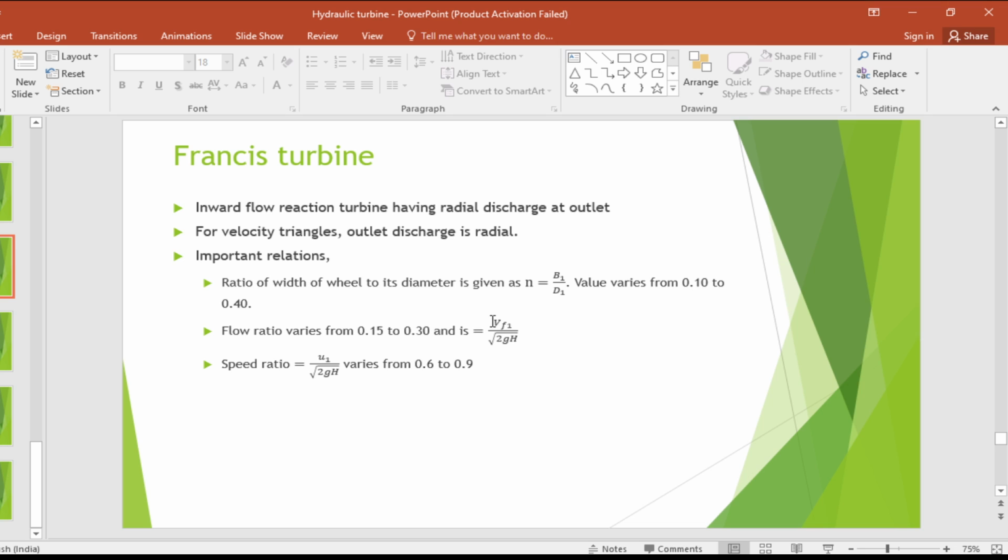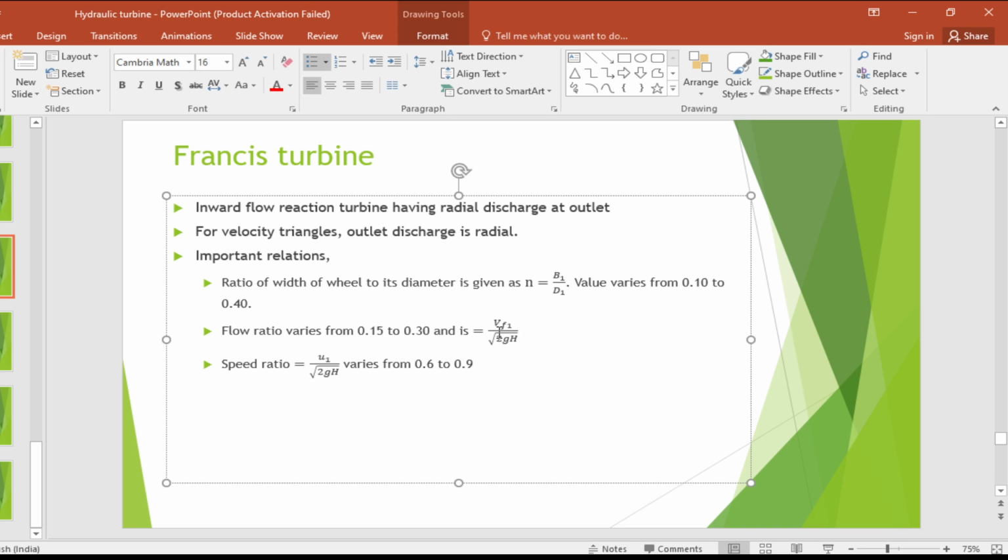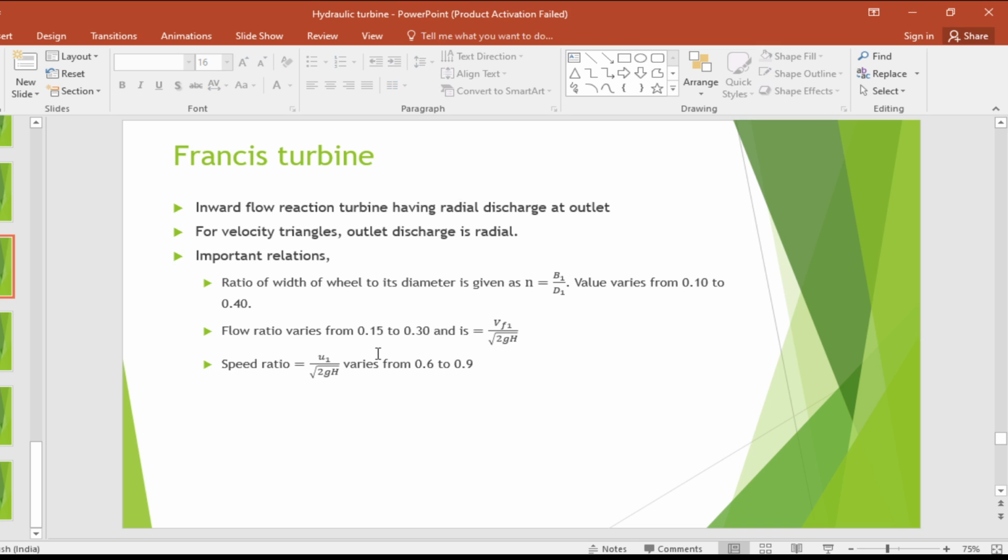Also, the relation for flow ratio, which you have studied, is vf1 divided by root 2gh, that is flow velocity to the velocity root 2gh. The value of flow ratio varies from 0.15 to 0.30. This is the limitation for your flow ratio, an important factor for flow ratio.